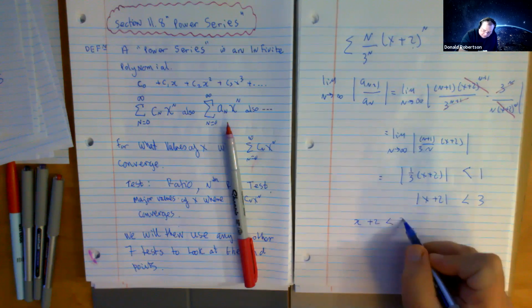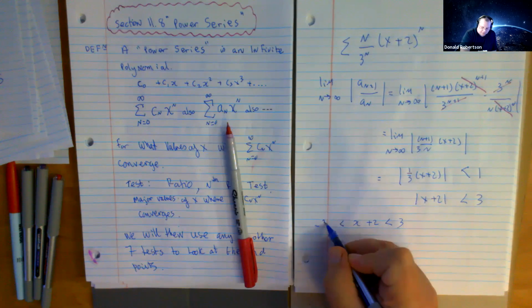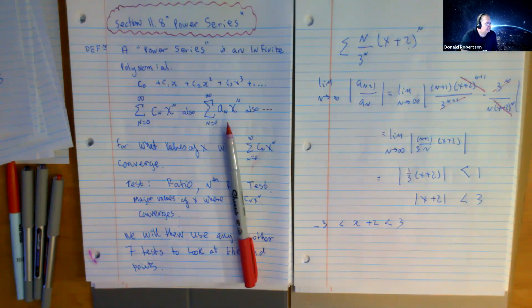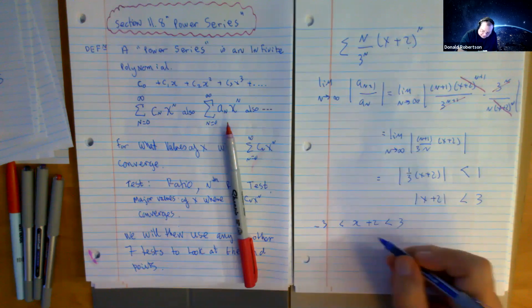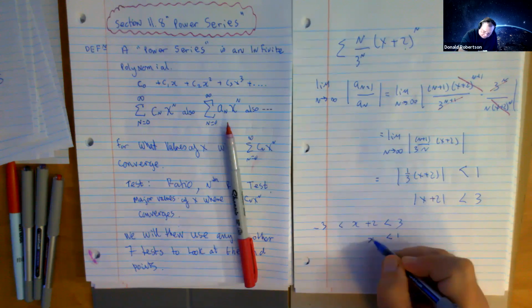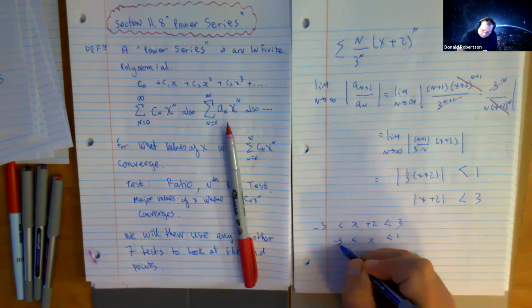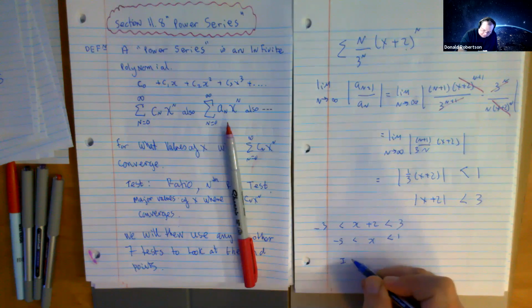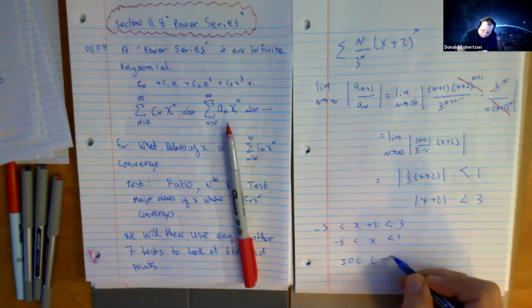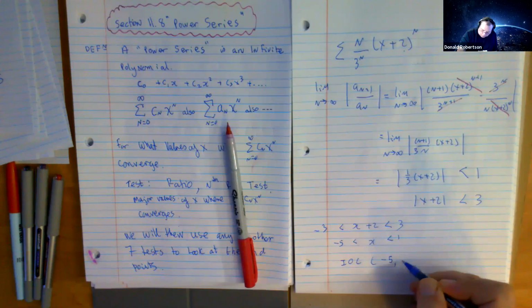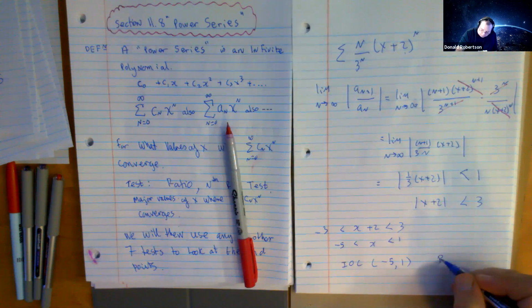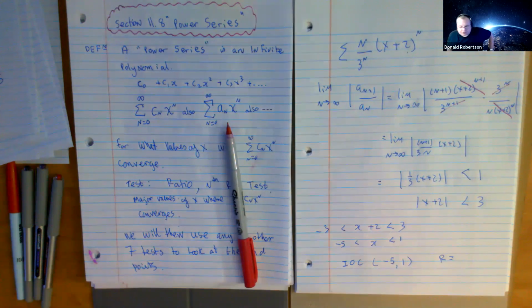Well, that's what the absolute value less than 3 looks like. If you take away 2 from both sides, you're now looking at an interval of convergence between -5 and 1. What's the radius of convergence in this question? It's a number. What is it?